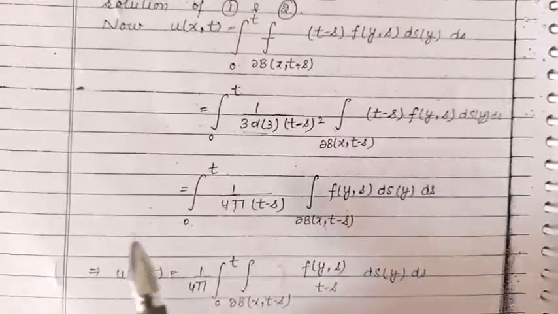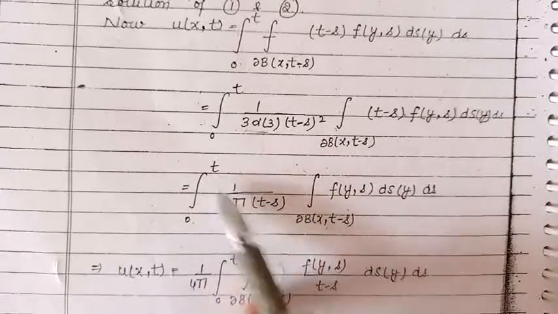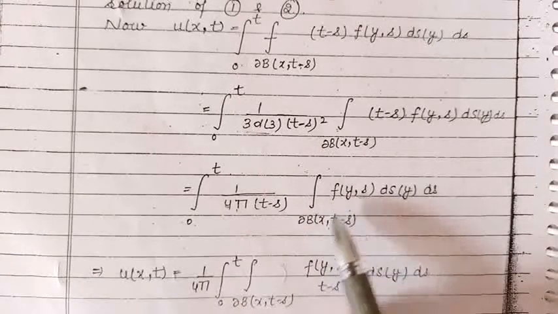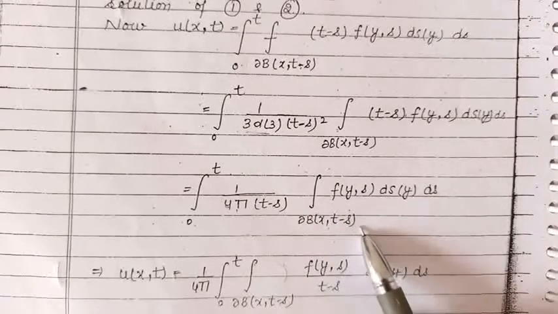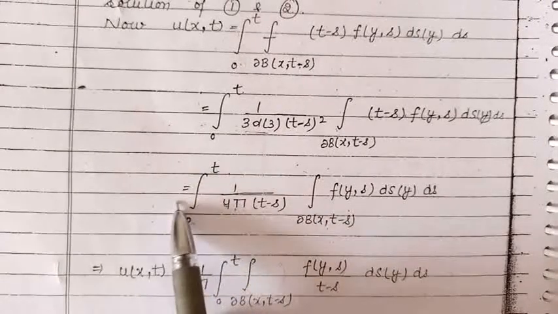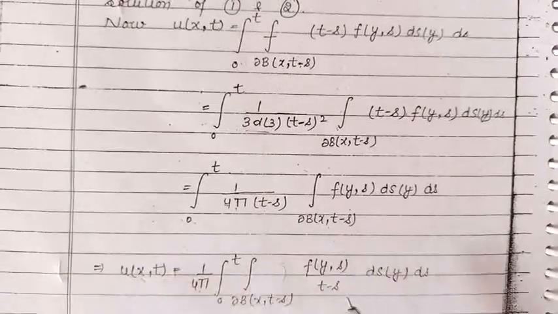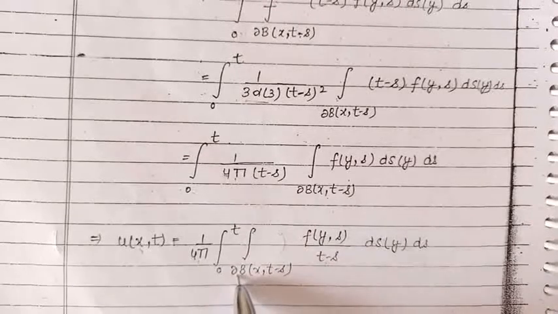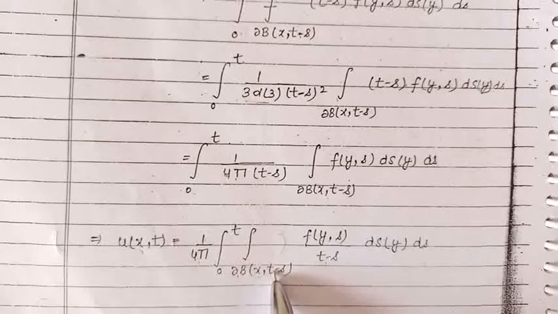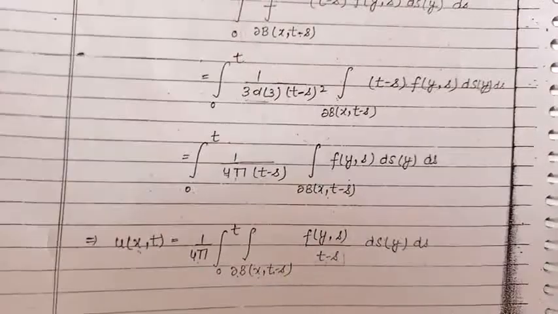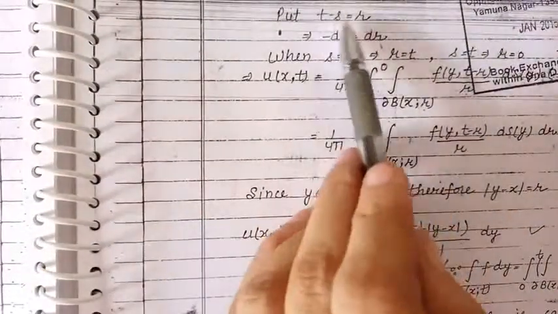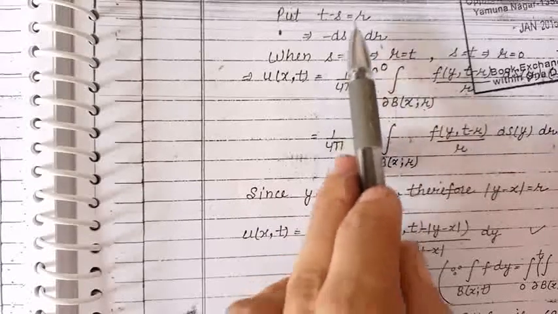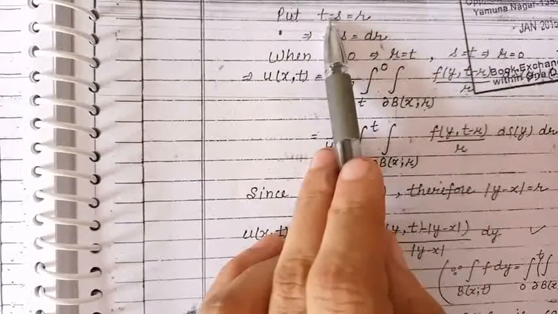So the value of u at the point (x,t) is given by the integral 0 to t of 1 upon 4π times 1 over (t minus s) times the integral of f at the point (y, s) over the sphere with center x, radius t minus s. Now this 1 upon 4π can be taken outside of the integral. So the solution u is given by 1 upon 4π, integral 0 to t, integral of the function f upon (t minus s) over the sphere with center x, radius t minus s. Now let us substitute t minus s equal to a new variable, which we denote by r. Differentiating both sides, we get negative ds equal to dr. The corresponding limits of integration: when s is 0, r will be t, and when s is t, r will be 0.